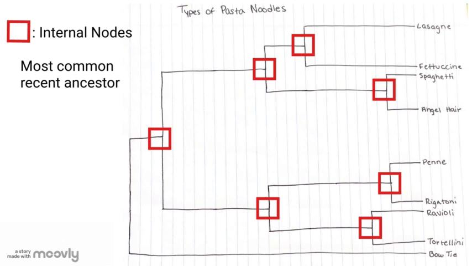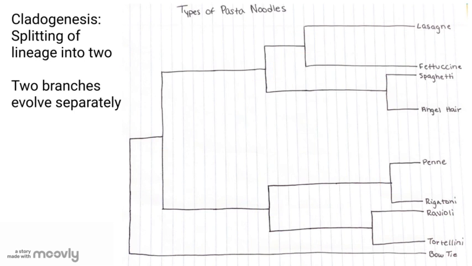The red squares are the internal nodes on our phylogenetic tree. Internal nodes represent the most recent common ancestor of the following branches prior to the split. The splitting of a lineage into two is called cladogenesis. Once cladogenesis occurs, the two branches evolve separately from one another.